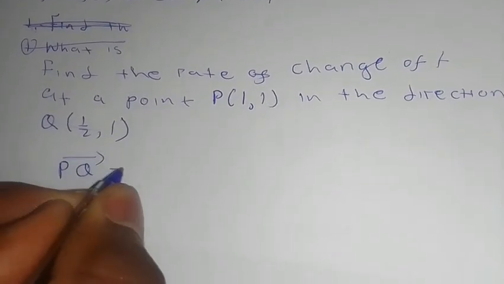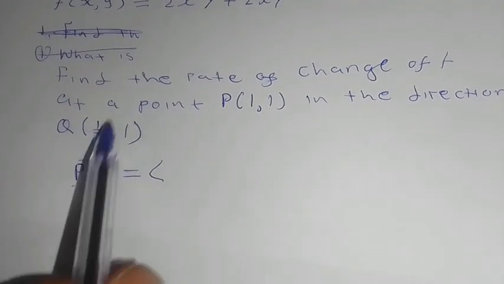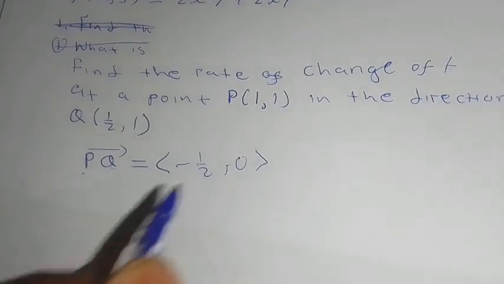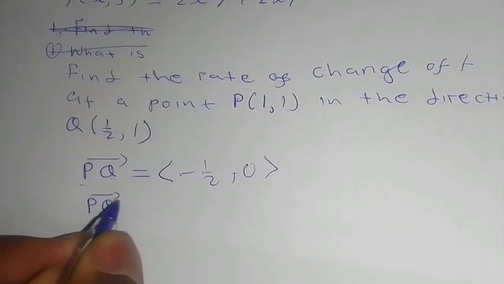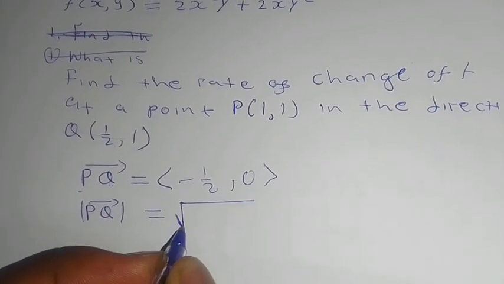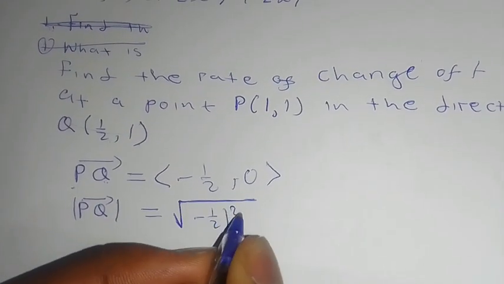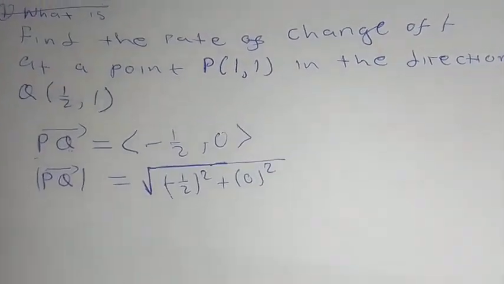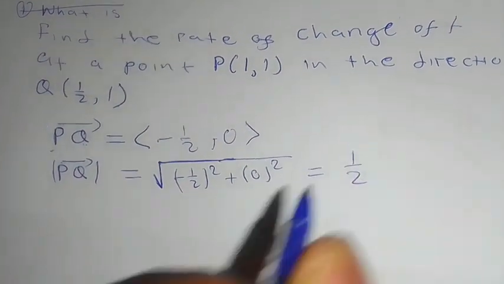Vector PQ will be terminal minus initial. Terminal 1/2, initial 1: 1/2 minus 1 gives us minus 1/2. 1 minus 1 gives us 0. And what's the magnitude of PQ? Remember how you found the magnitude: you sum up the squares of the components. So that will be minus 1/2 squared plus 0 squared, and so you just have 1/2. That's the magnitude of PQ.